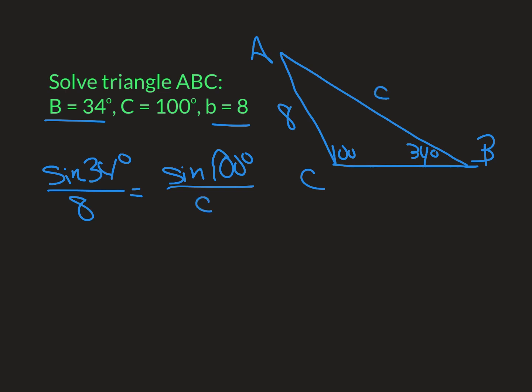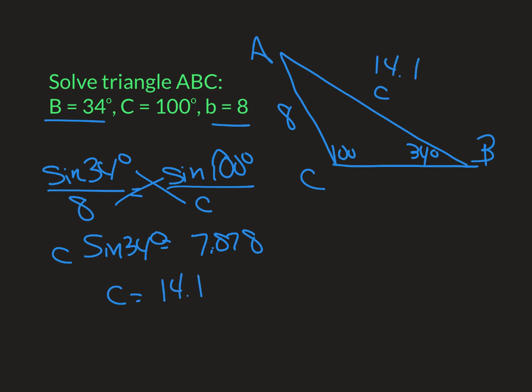Now to solve this, all I'm going to do is cross multiply, so I get c times sine 34 degrees equals 8 times sine of 100 degrees, which is 7.878. And to finish up, I'm just going to divide both sides by sine of 34 degrees to get that final answer, and I get 14.1 for side c. So that side right there is 14.1, which makes sense in that it should be bigger than side b because it's opposite a bigger angle.